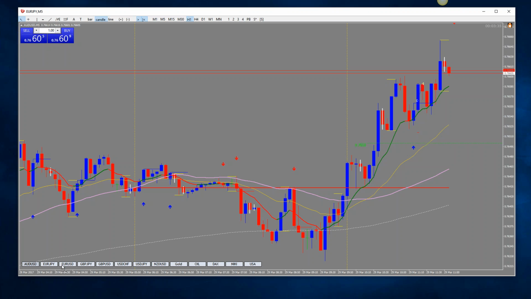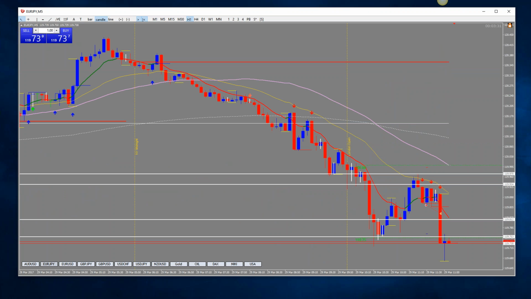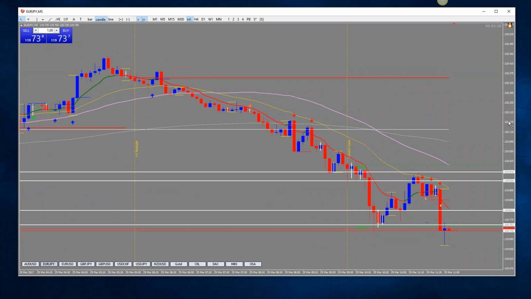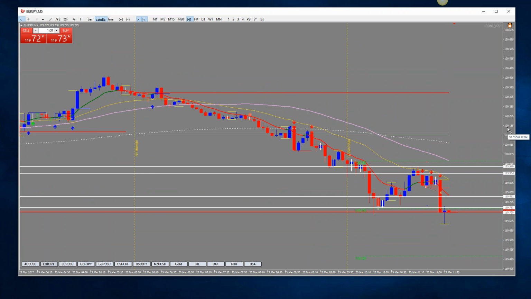Okay, what leverage do you use? Leverage doesn't really matter. I think he just uses a standard lot size, Alex. Yeah.